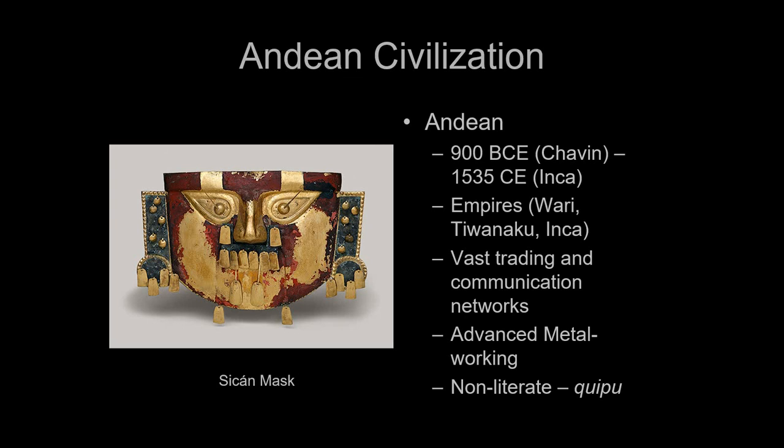networks. They also have advanced metalworking, really incredible metalworking, as you can see in this Sican mask. They have oodles and oodles of copper, silver, and gold. There's just a lot more metal value and metal worth and metal resources in South America than there is in Mexico at this time. Later, there will be huge discoveries of silver in Mexico, but not at this time. And so they have a lot more metalworking.